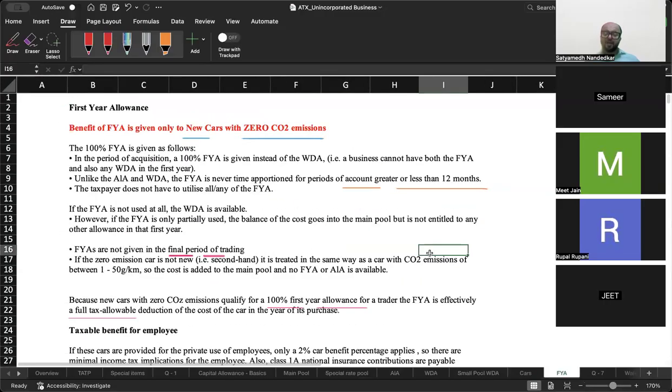And what is first year allowance? 100% first year allowance is given to new cars with zero CO2 emissions. The 100% FIA is given as follows. In the period of acquisition, 100% FIA is given instead of the WDA. Okay. So if it is a new car with zero CO2 emission, then 100% of the amount can be claimed as a deduction in the first year itself.